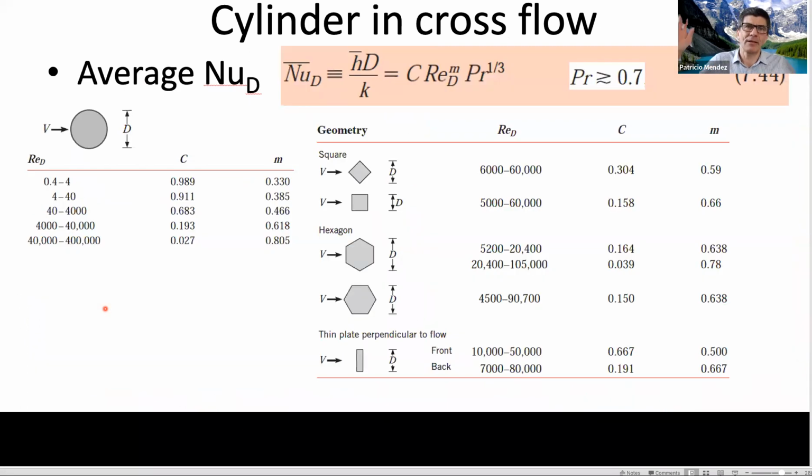Okay, but let's talk about average heat transfer. That is the way we design most things. The concept of local is just to make sure we don't mess up. But overall, in general, we design for average. So these formulas are empirical.